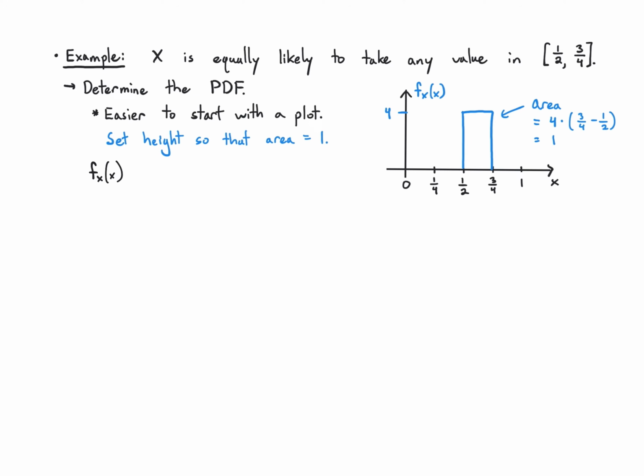So overall, case by case, I could write this as a PDF that's going to be 0 for x less than 1/2, and then it's going to be 4 between 1/2 and 3/4. And then it's going to go back down to 0 after 3/4.